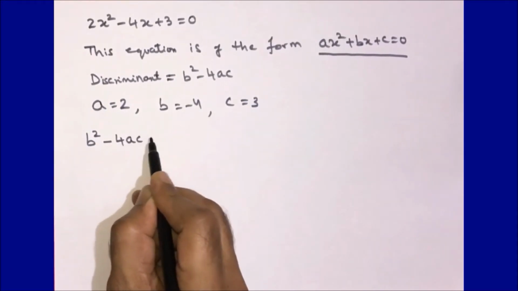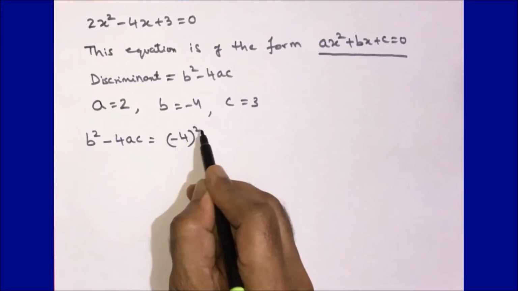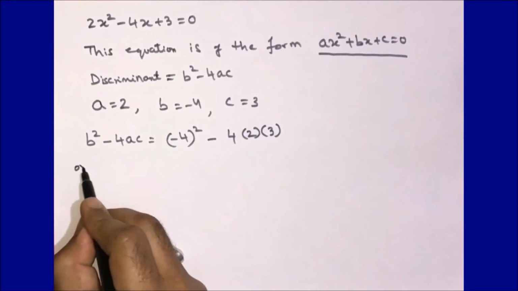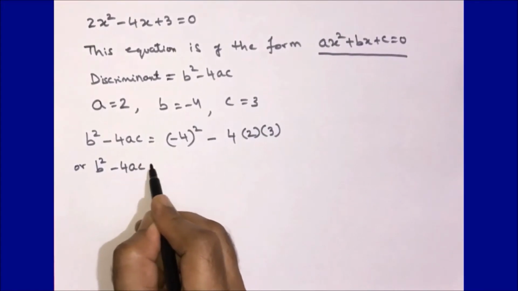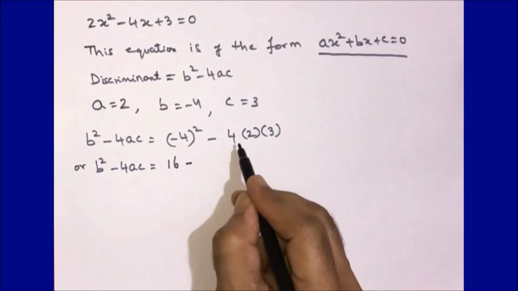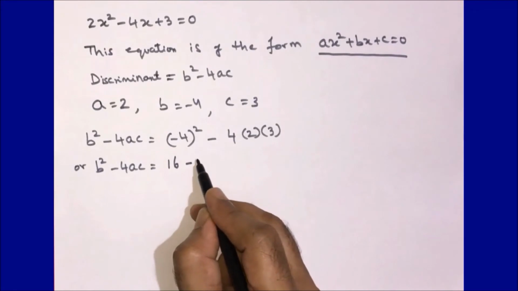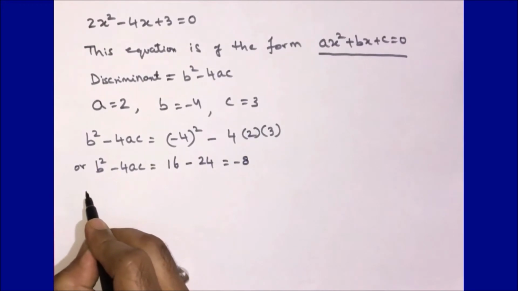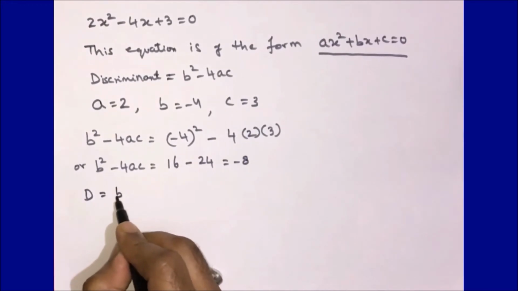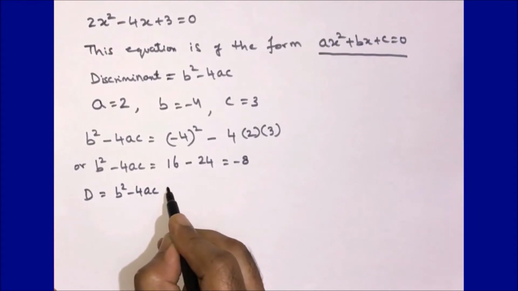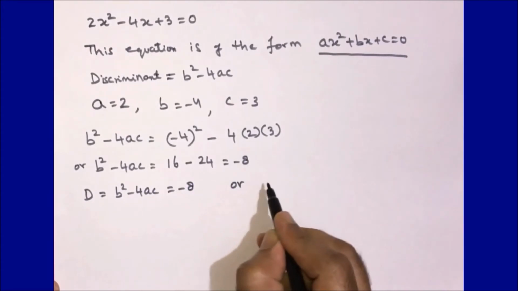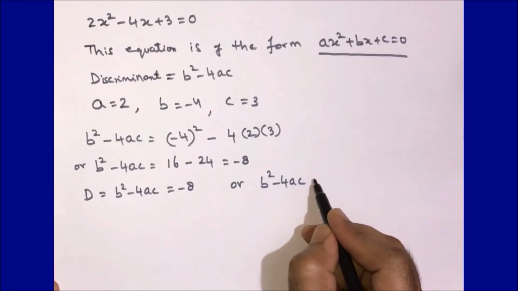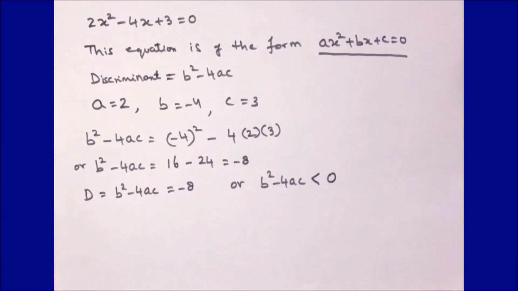b^2 - 4ac is equal to (-4)^2 - 4 × 2 × 3, which is 16 minus 24, that is equal to minus 8. So guys, we got the discriminant. I am writing the discriminant D = b^2 - 4ac = -8. In other words, b^2 - 4ac is less than 0 because -8 is less than 0.